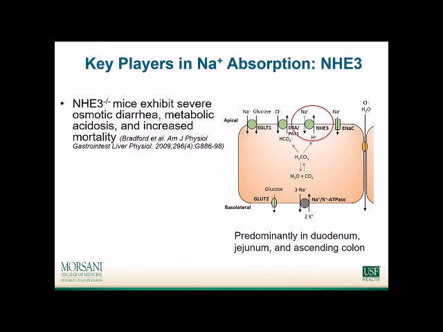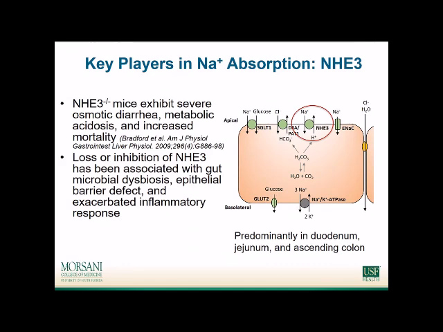We also know NHE3 is extremely important and relevant in inflammatory diseases of the gut. If you knock out this exchanger in mice, they exhibit severe diarrhea. They have metabolic acidosis because you can't actually get this proton out. And they have increased mortality. They don't really live very long because of these severe problems. And with some of the pH that you see in these mice, it's pretty significant that they make it that long at all. But this can cause a lot of problems in mice that don't have this particular sodium hydrogen exchanger.